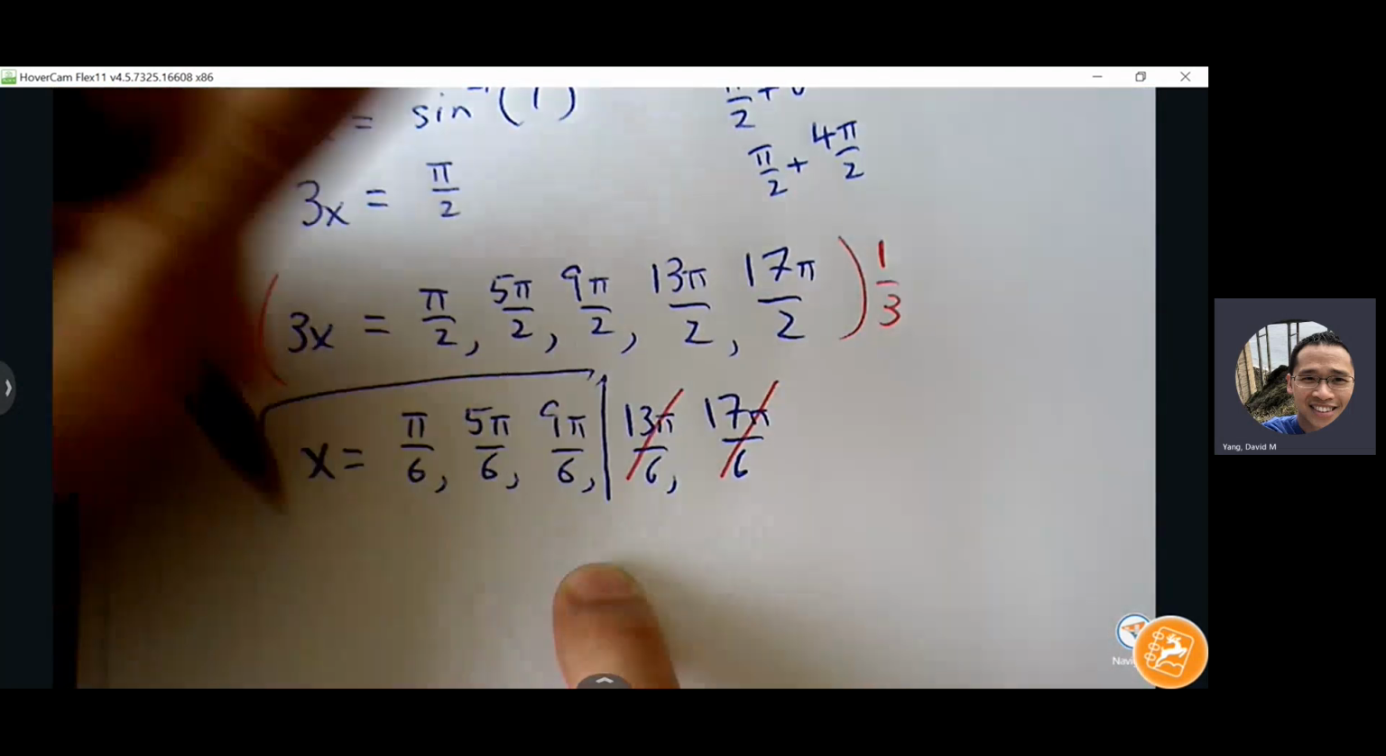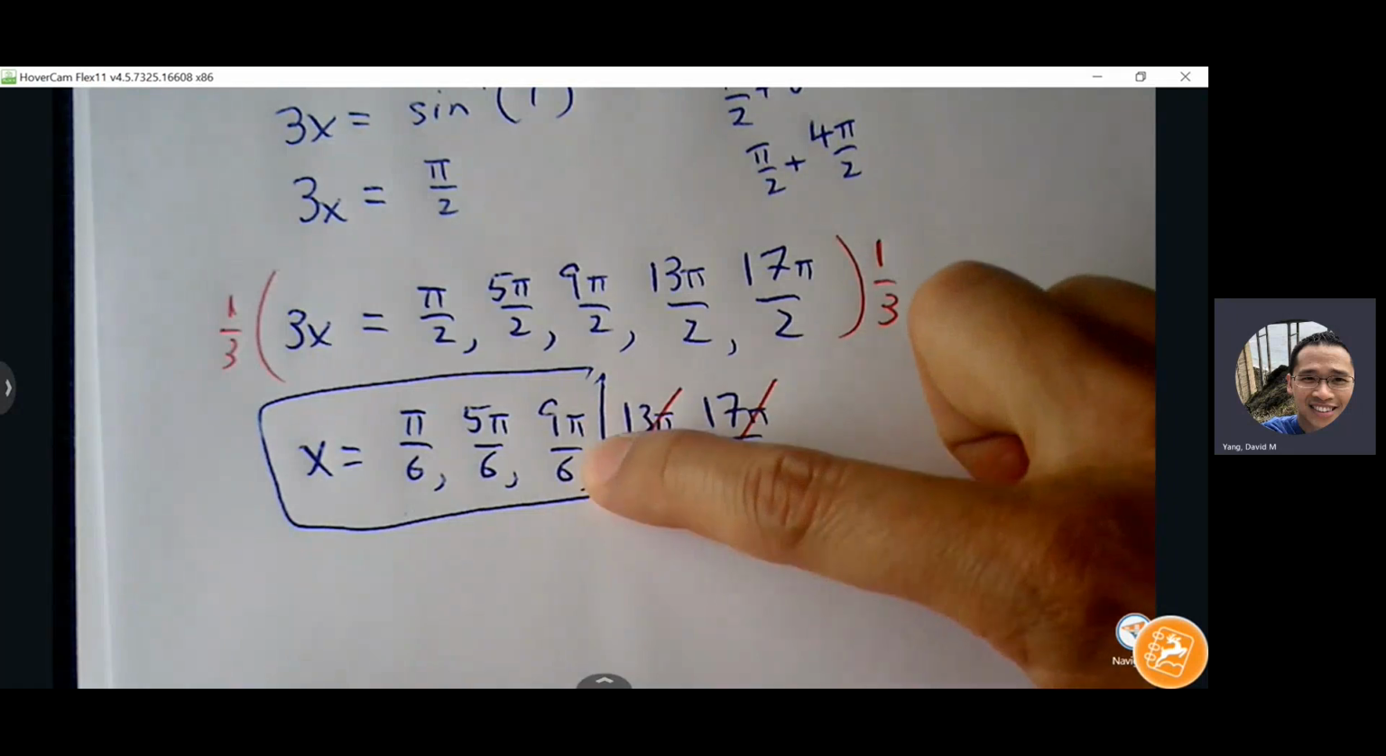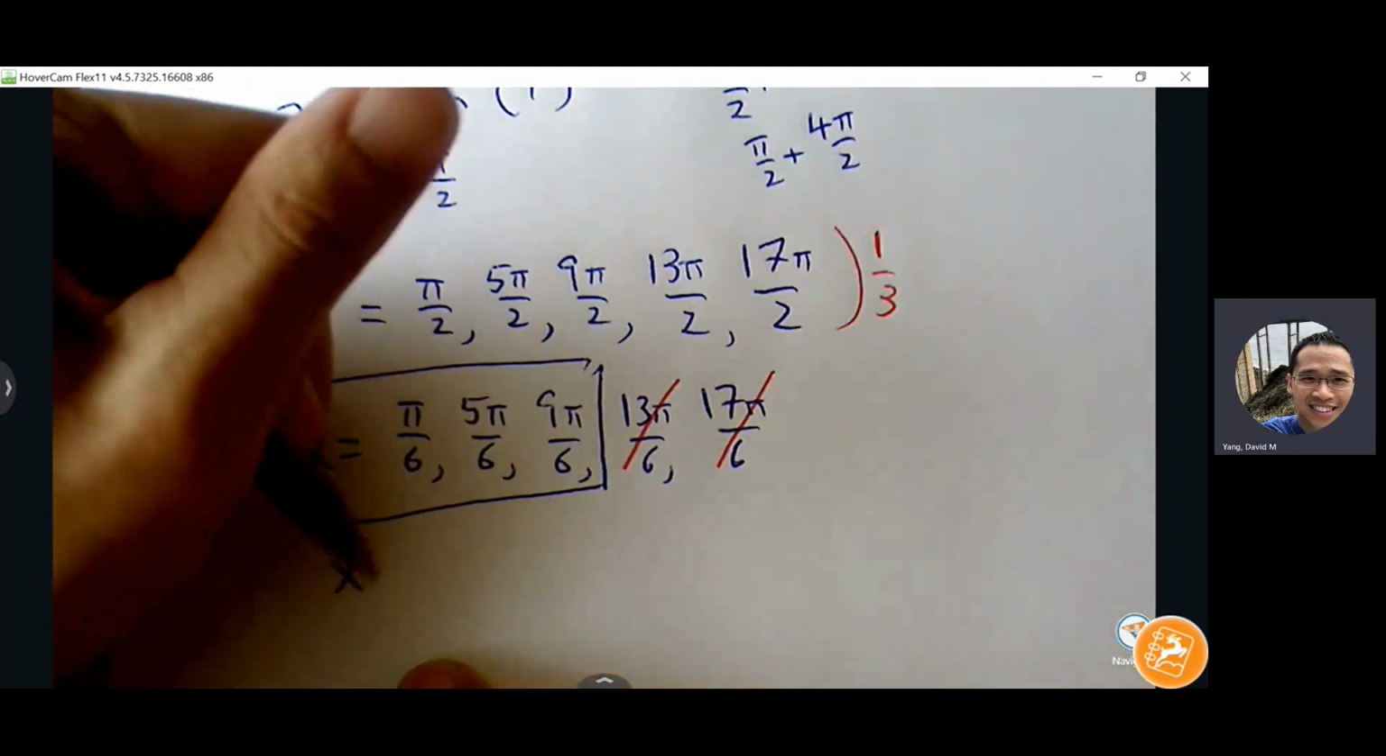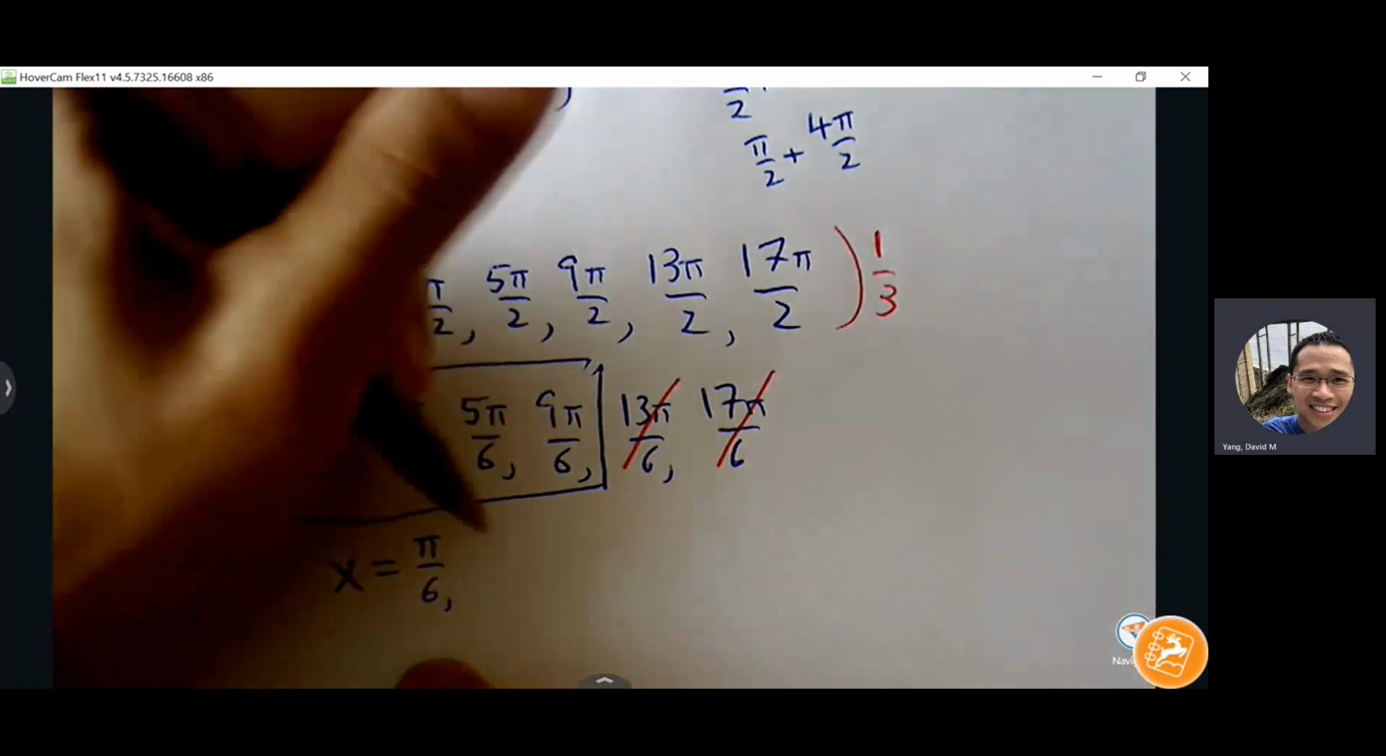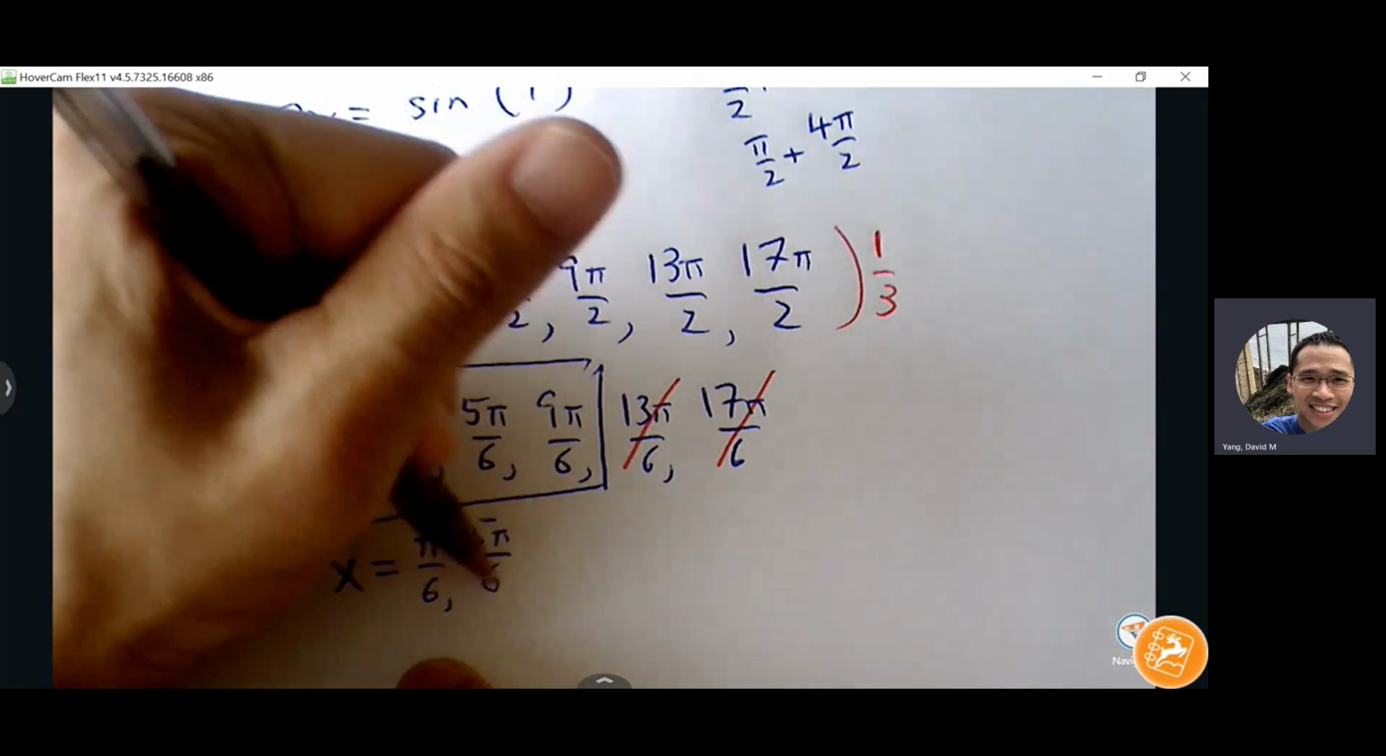Okay, so here are my solutions. I can also reduce this down to 3 pi over 2 if you want, but you can leave it as 9 pi over 6. So that's a strategy to deal with multiple angles.